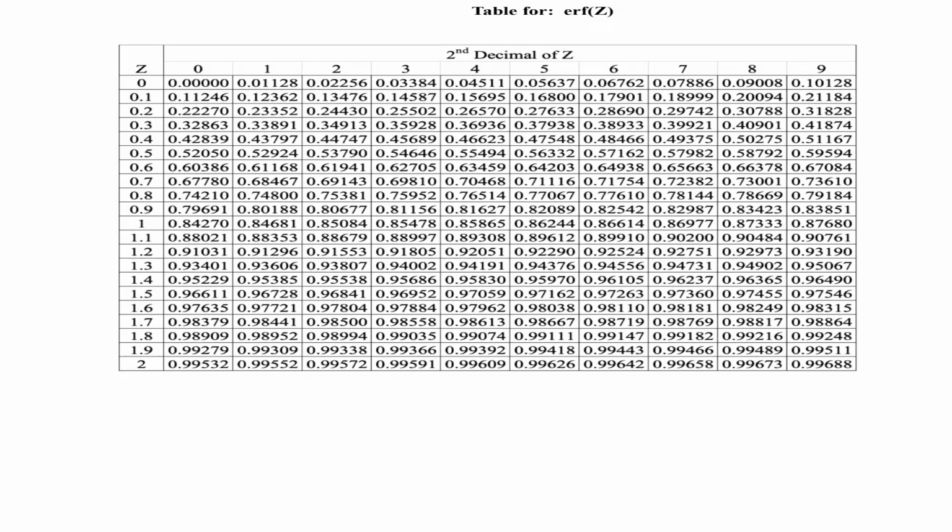The way we read this is, on the leftmost column you have the values of z up to 1 decimal place, and the topmost row has the values of z in the second decimal place. Right. So, if we want the error function of 0.32, we refer to 0.3 and the second decimal place is 2. So, the error function of 0.32 is 0.34913. Okay.